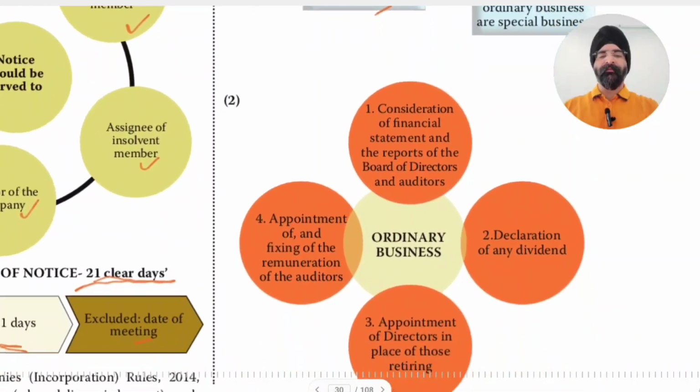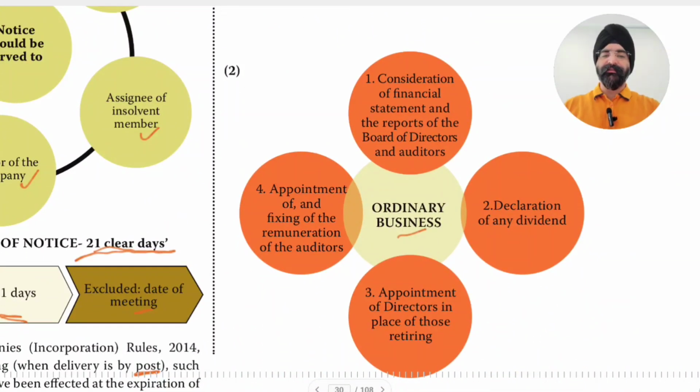That is clear. Now what are the 4 ordinary businesses? Number 1, consideration of financial statements and the reports of the board of directors and auditors. This consideration of financial statements will include both standalone and consolidated financial statements, if applicable, and reports of the board and auditors. In case of consolidation, the board report only relates to standalone financials. Then declaration of dividend, if any. If any dividend is to be declared, then that will be provided here.